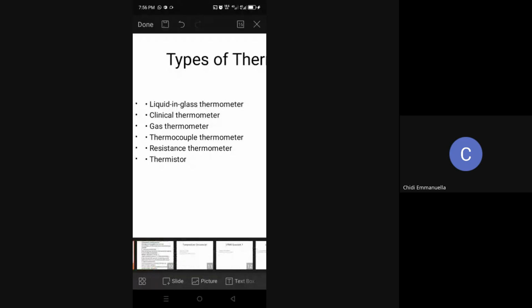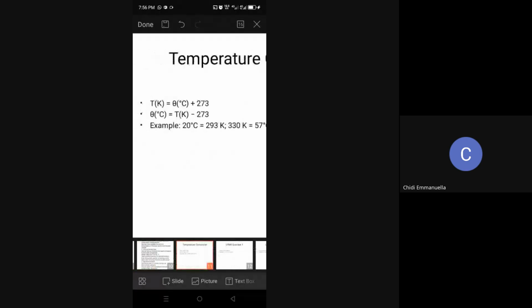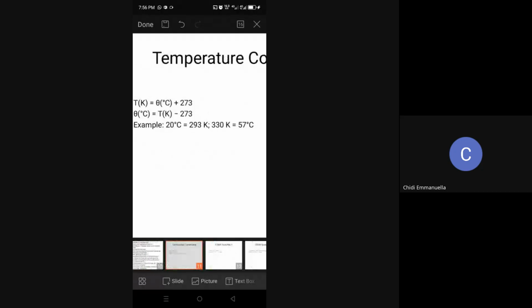Temperature conversion now. I think I've said something about that. Sorry, sir. Please, thermocouple uses what? Please come again. I said thermocouple uses the thermometric property of EMF, electromotive force. Okay, thank you, sir. Any other question before I move on?